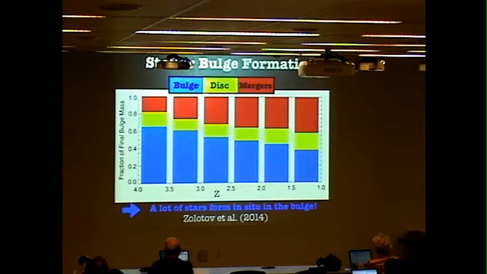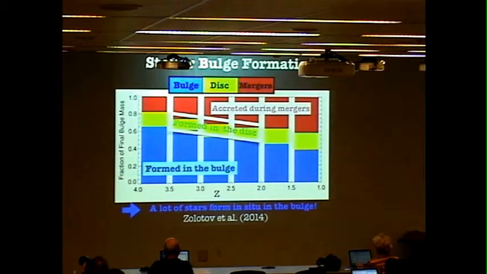So you take all the galaxies, you stack them and average them, and you look at it as a function of redshift. And what you see is, if a star formed in the bulge and currently lives in the bulge, it contributes to these blue histograms right here. Now, if it formed in the disk and migrated into the bulge, it contributes to the green histograms. And if it formed in a secondary galaxy and was accreted during a merger, you see it in red.